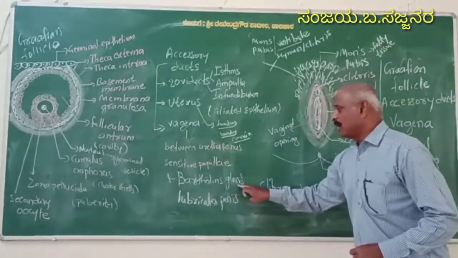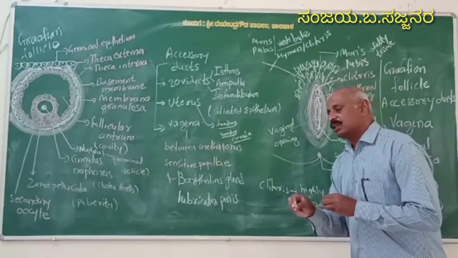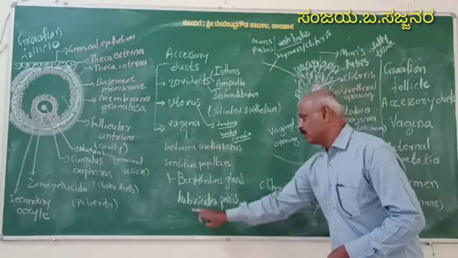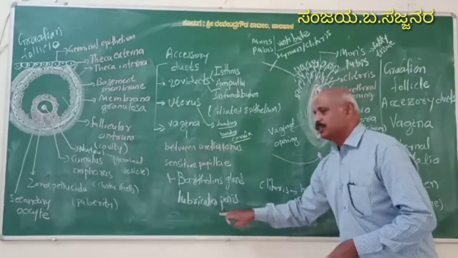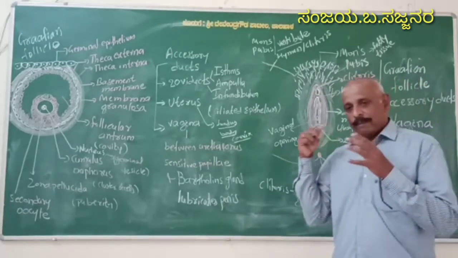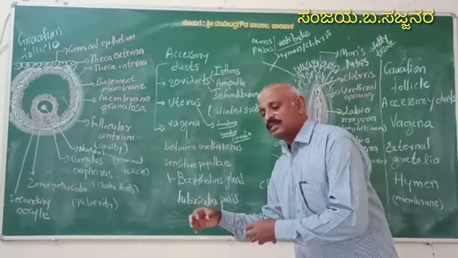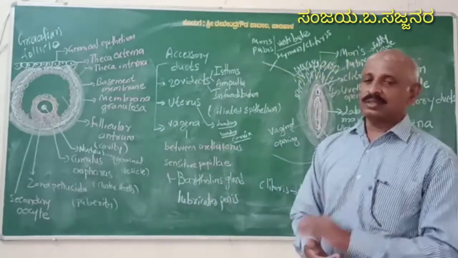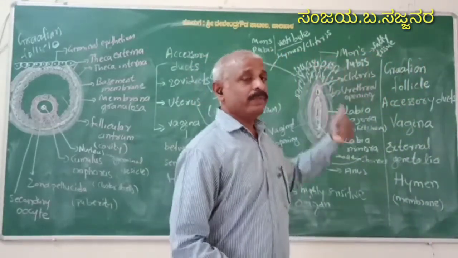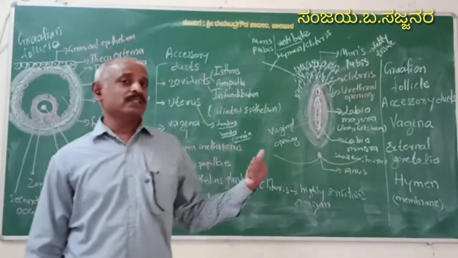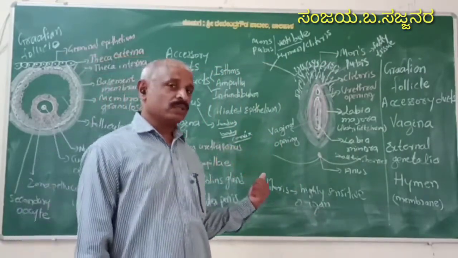These Bartholin glands help with the secretion, and that secretion is helpful for lubrication of the penis. We have seen that in the male reproductive system, Cowper's glands. That is also going to be helpful for this.